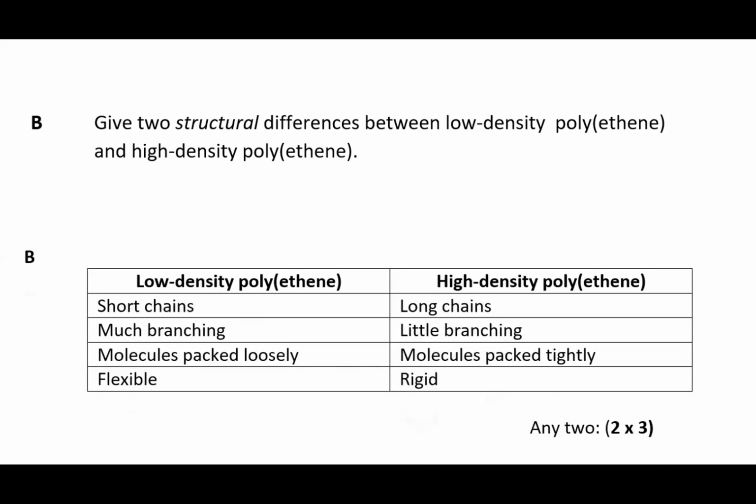And then finally, give 2 structural differences between low density polyethylene and high density polyethylene. So you can see the differences there. You must have 2 matching differences. So short chain, long chain would be 3 marks. Much branching, little branching would be 3 marks. So any 2 of those 4 matching differences get you 6 marks. Okay. So that is question 4 done and dusted.